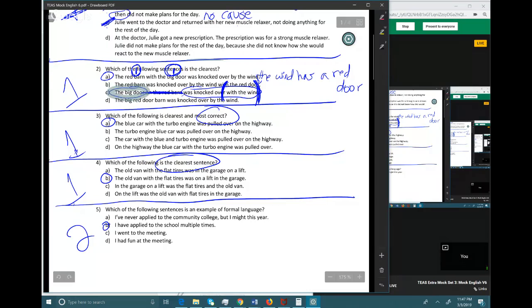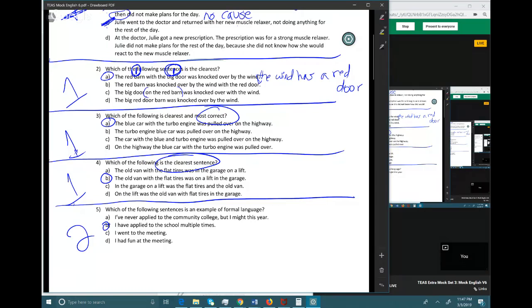So what this says is the big door on the red barn. On the red barn is just a modifier to big door in this case. It's not saying the two of them. It's not giving them equal credence. It's saying the big door was knocked over, and it doesn't say by the wind, which is how you get knocked over. You get knocked over by something, but with the wind. So it's saying just the door and not the barn got knocked over, and it's saying that the wind also got knocked over.